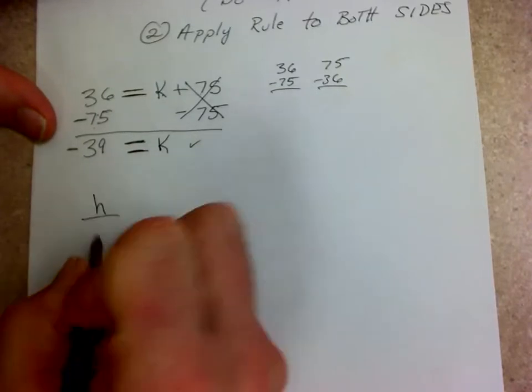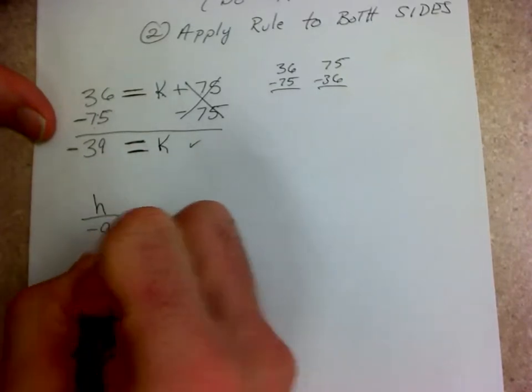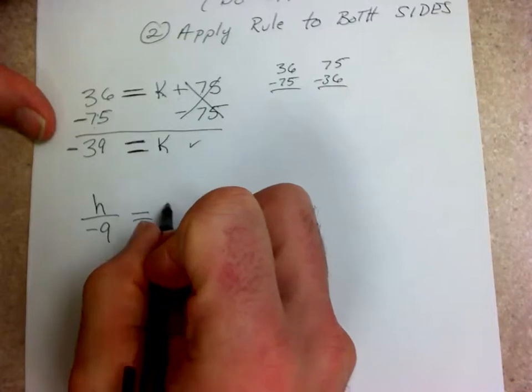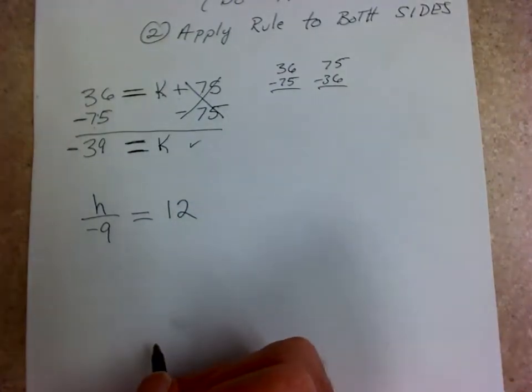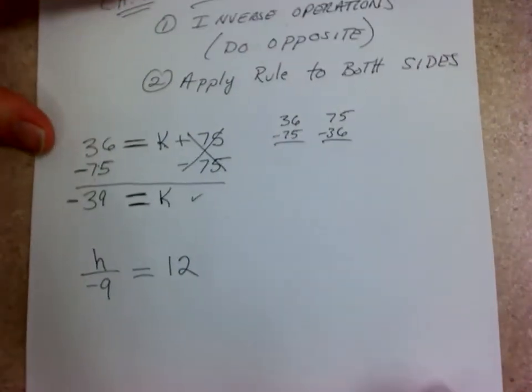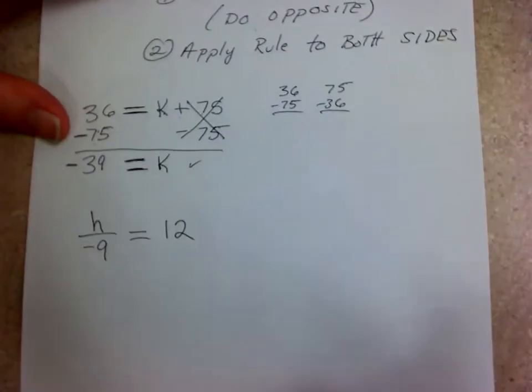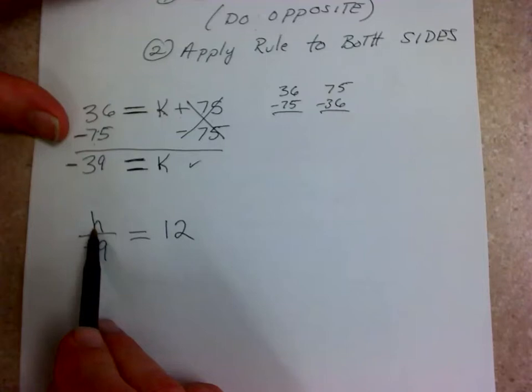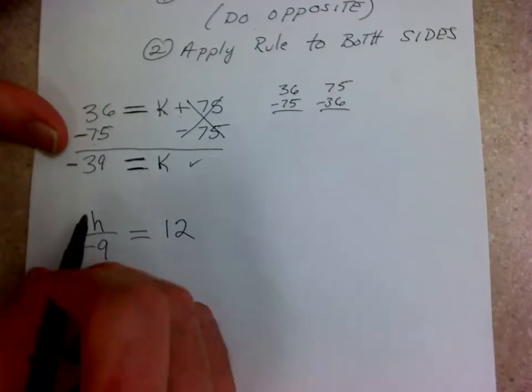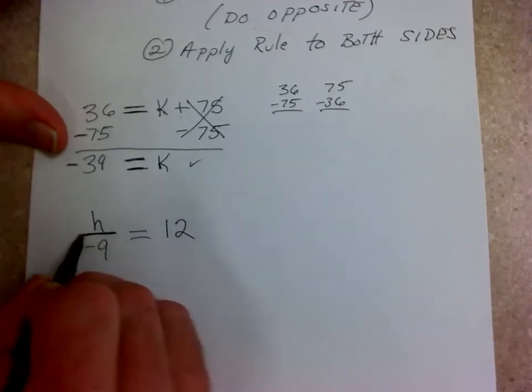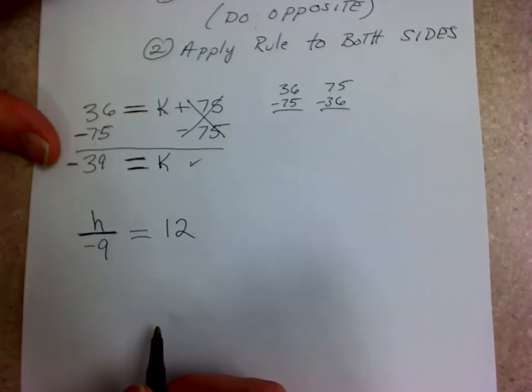So h over negative 9 equals 12. Again, our 2 rules: we want to do the opposite. Our goal is to figure out what h equals. Well, I see a big old division sign, so the opposite of that means we're going to multiply.